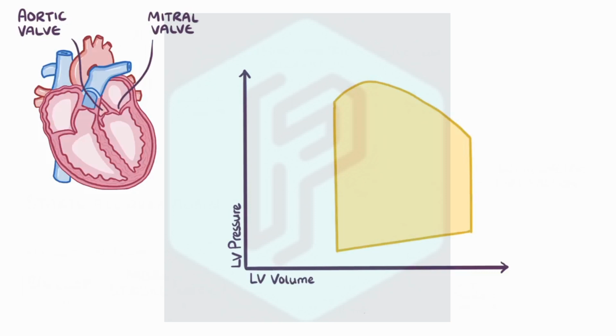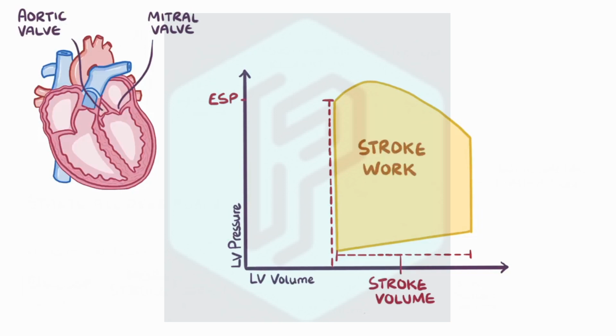The vertical dimension of the box is the distance from the x-axis to the end systolic pressure, and the horizontal dimension is the stroke volume. So in terms of stroke work, it would be the area inside the box. And the box isn't exactly the same as the loop, but it's a good approximation.